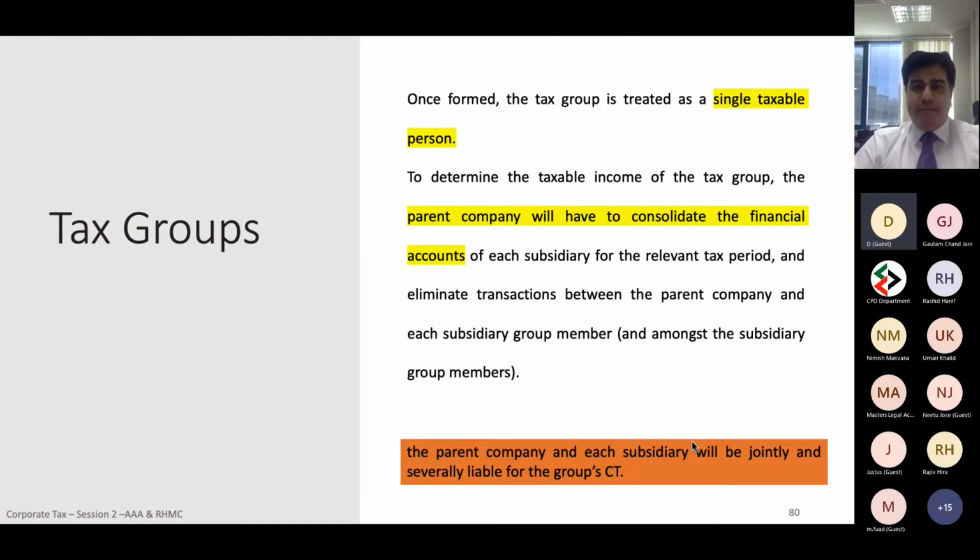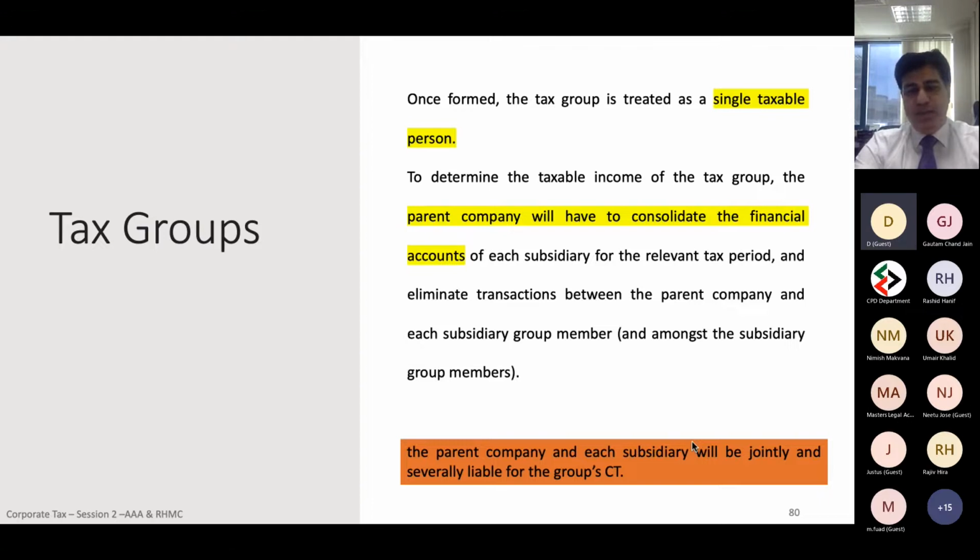Now, once formed, the tax group is treated as a single taxable person, the same principles we have seen in the VAT era also. To determine the taxable income of a tax group, the parent company will have to consolidate the financial accounts of each subsidiary for the relevant tax period, and eliminate transactions between the parent and each subsidiary in the group. So any income recognition or transactions are eliminated. Here it's a similar liability: the parent company and each subsidiary, technically speaking the representative company, and each subsidiary will be jointly and severally liable for the group's corporate tax.